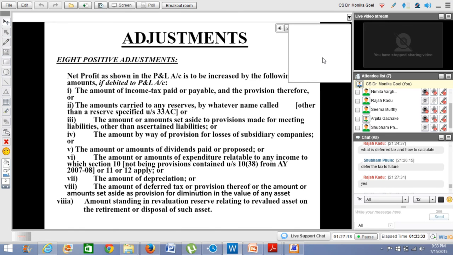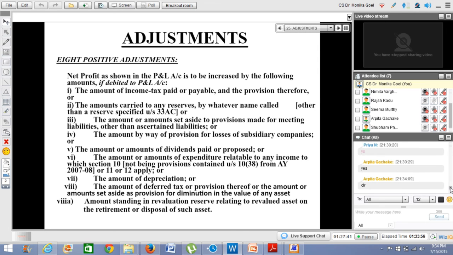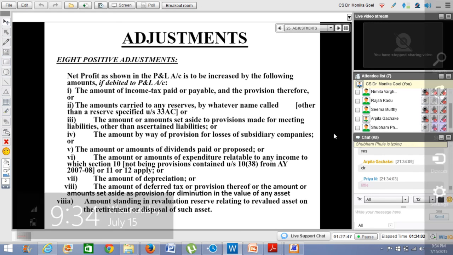Now this revaluation reserve amount, if it has got any balance when the asset has been retired or disposed of, that balance will be added back to the 8 positive adjustments. That balance will be added back to the 8 positive adjustments. Is the point clear? Is the amendment clear? Okay. So that is what has to be done. These are the 8 positive adjustments.